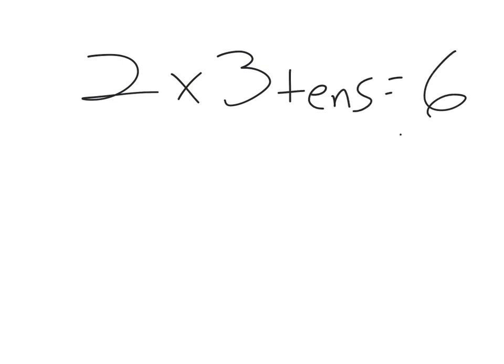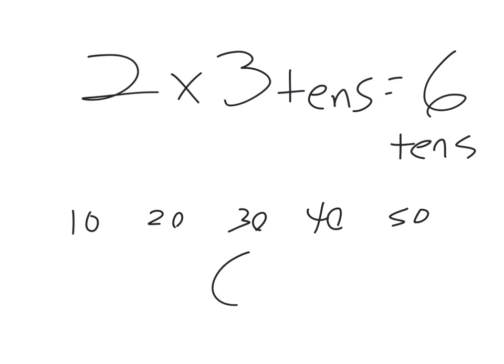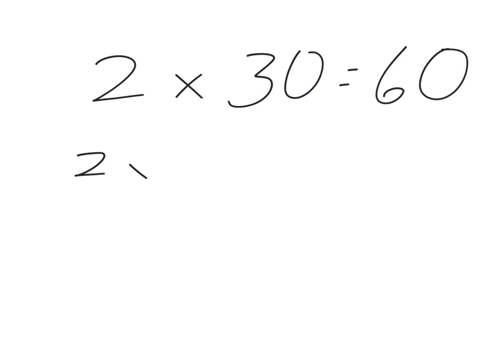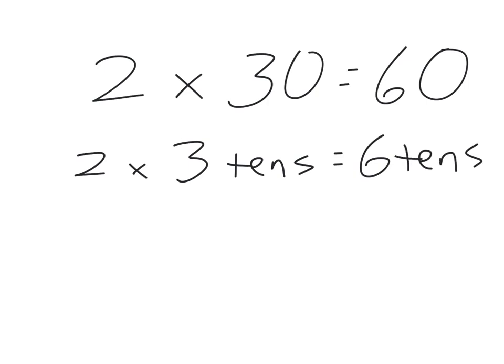So let's now do the exact same math and take 2 times 3 tens. That would equal 6 tens. And what is 6 tens? 10, 20, 30, 40, 50, 60. 2 times 3 tens equals 6 tens. And that is the same as writing 2 times 30 equals 60. See? 2 times 3 tens equals 6 tens, which is the same as 60.